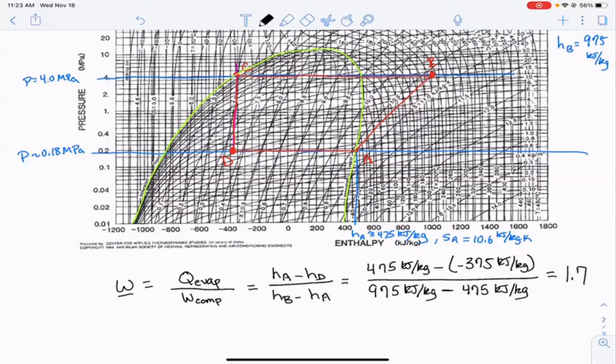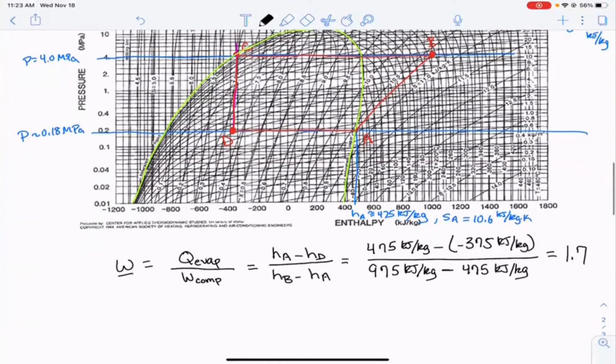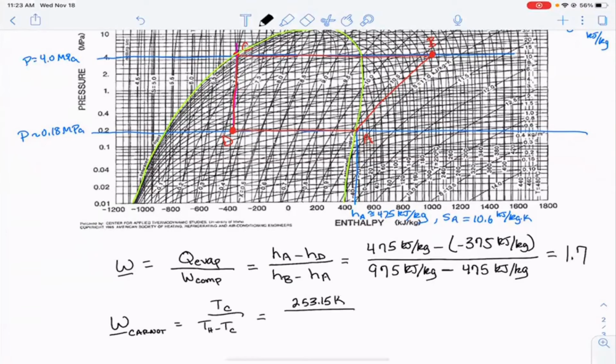The next thing that we could do here is compare this to the Carnot cycle. So we could look at what the coefficient of performance would have been in the ideal case. And remember, that was T cold over T hot minus T cold. So our cold temperature here is -20 degrees C, which is 253.15 Kelvin. Our hot temperature was 80, which is 353.15 Kelvin, minus the cold temperature. And that is equal to 2.5.